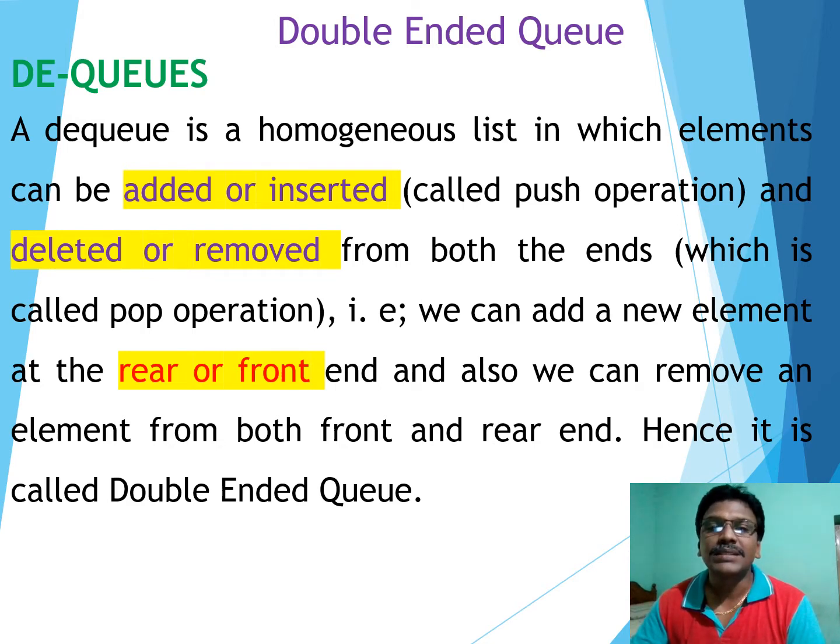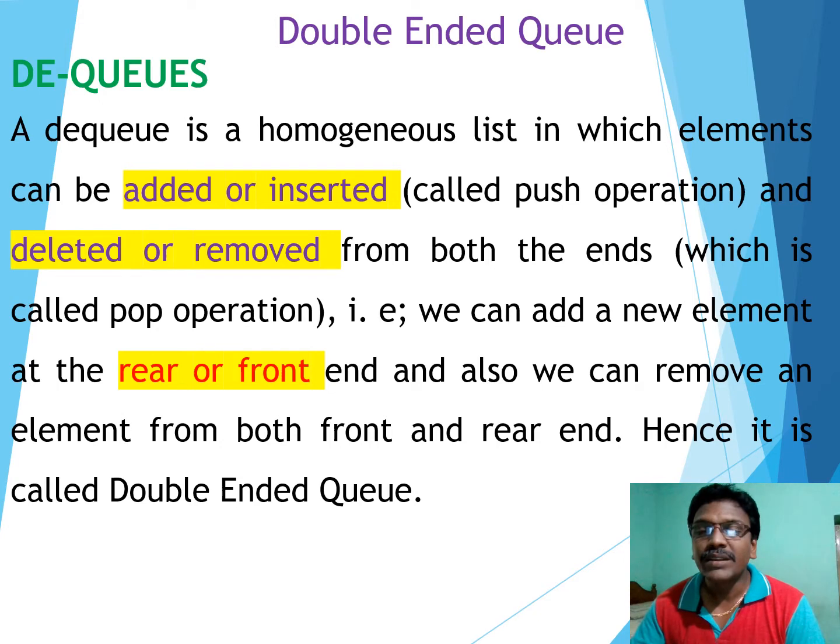Insertion and deletion can be performed at both ends. The deletion is called a pop operation. We can add a new element at the rear or front end, and also we can remove an element from both front and rear ends. Hence, it is called a double-ended queue.